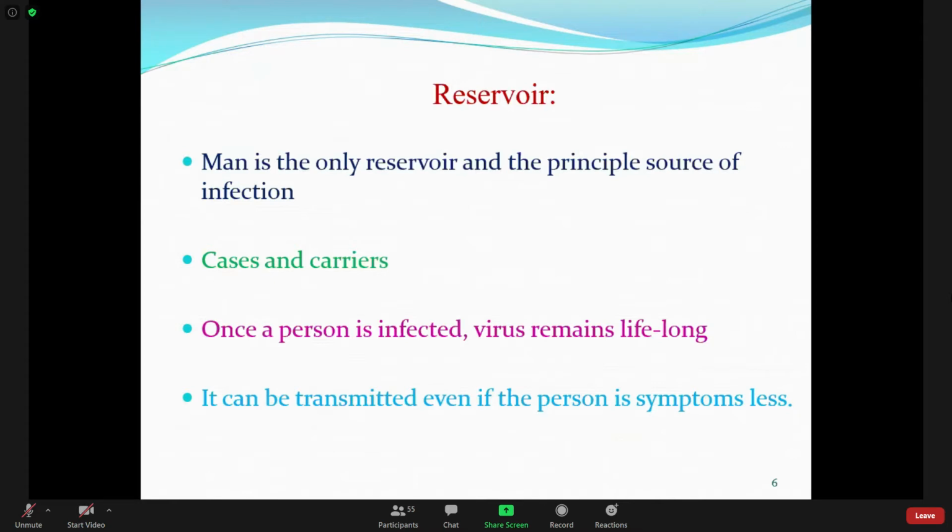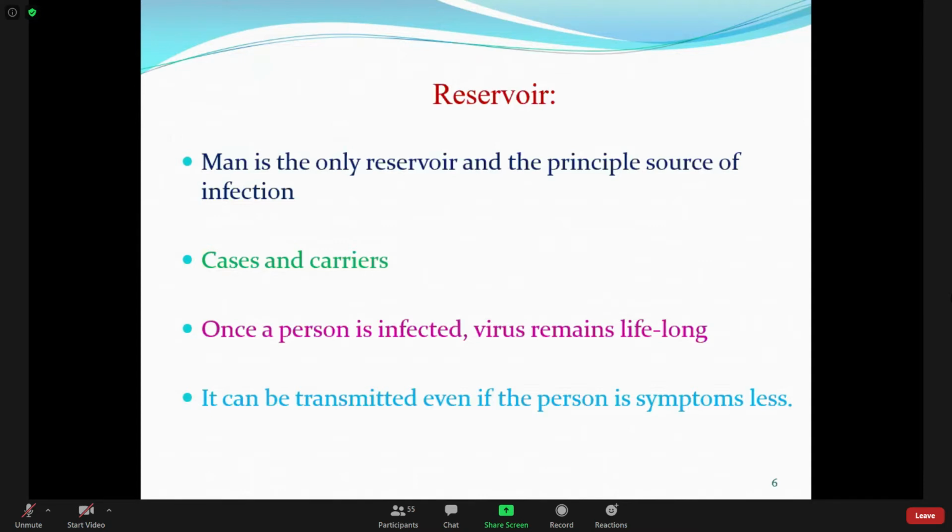It may be cases or it may be carriers, because the person can transmit the disease even when symptomless. That is in the window period. Generally, the window period consists of 3 to 4 weeks. During this time, there are no signs and symptoms and no antibody detection, but the person can transmit the disease. So that is very risky.